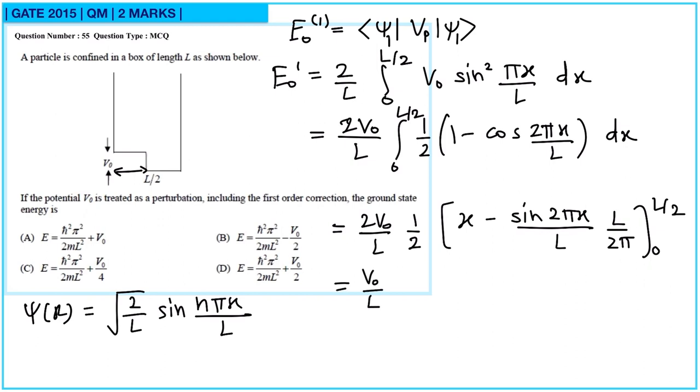So 2 and 2 will cancel, V0 by L, then L by 2 minus 0, so L by 2 minus, if we put L by 2 here, then this will be 0 only, sine 0 is 0, and if you put 0 also here, then it will be 0 only. So V0 by L into L by 2, which is equal to V0 by 2. So here option D is correct. It is plus, so V0 plus V0 by 2.